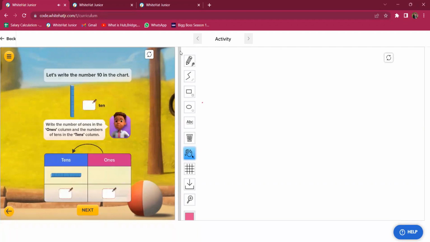Here we have to write how many tens. 1 ten was there. So we're going to write 1 over here. So this is 1 ten. We're going to write 1 here, and there were 0 ones. So we'll write 0. After writing this, let's do the next question.